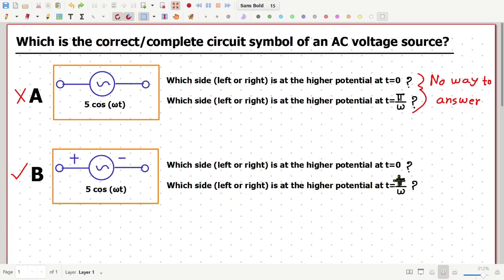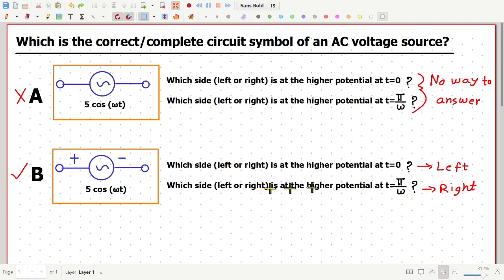Similarly, at time t equal to pi by omega, cosine omega t will be minus 5 and therefore the value of the source will be minus 5 and thus the right side will be at 5-fold higher potential compared to the left side. So at time t equal to 0, left side of the source will be at higher potential and at time pi by omega, right side of the source will be at the higher potential.